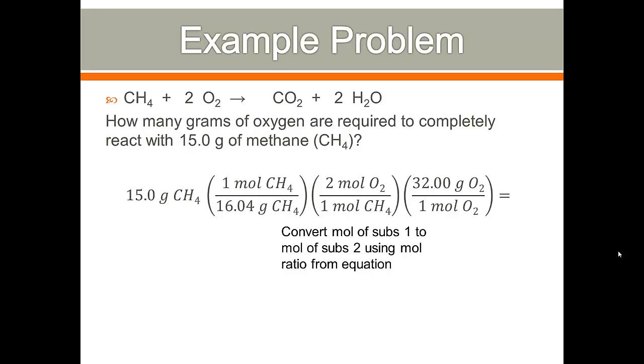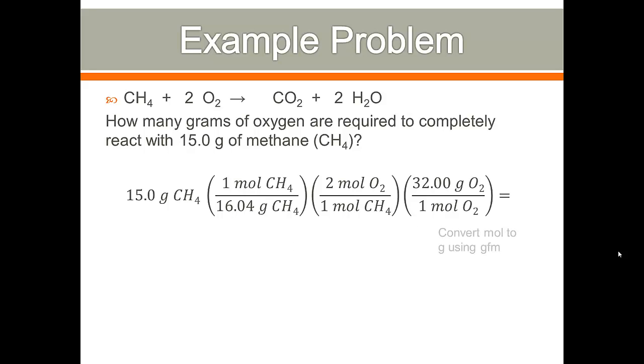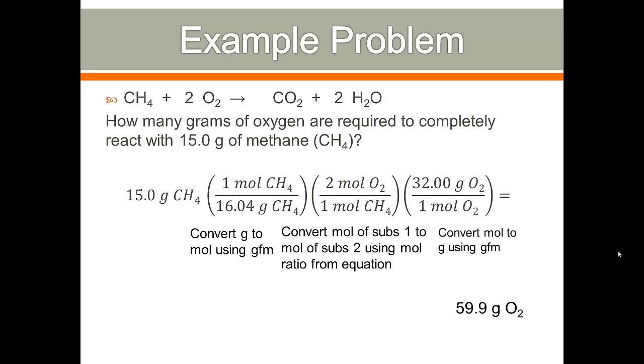And then my last step is I don't want moles, I want grams of oxygen. So now I need to use the GFM of oxygen to go back to grams. But here I'm going to multiply by the GFM because I'm going from moles into grams. And my final answer would be 59.9 grams of oxygen. So those are the 3 steps you need to take in order to go from grams of one substance to grams of another substance.